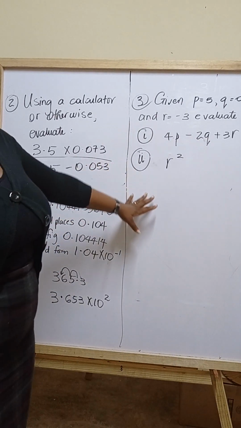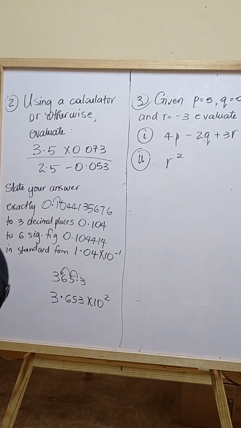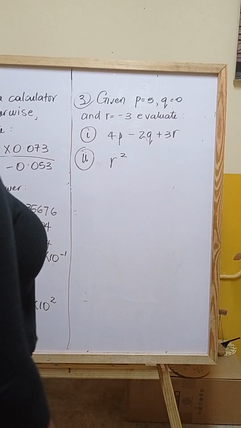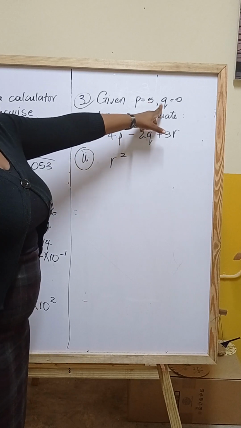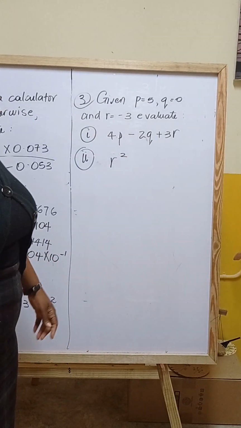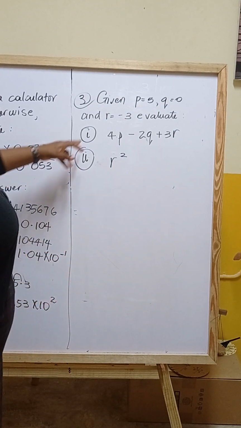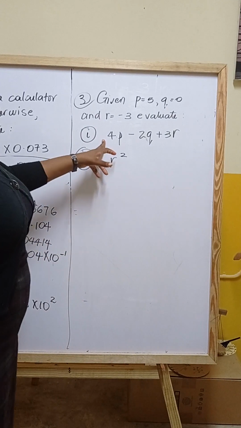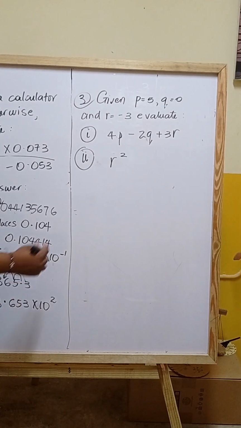Now let's look at number 3. Number 3 is a substitution question. Alright, so basically we are substituting or replacing the value for the variable in the expression and working out the answer. So P is 5, Q is 0, R is negative 3. So we are to find 4P minus 2Q plus 3R.